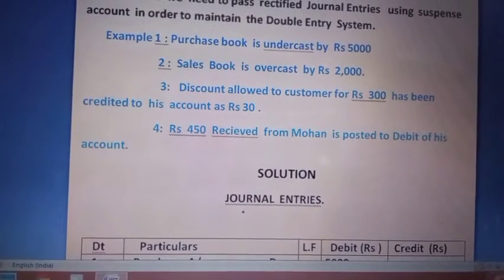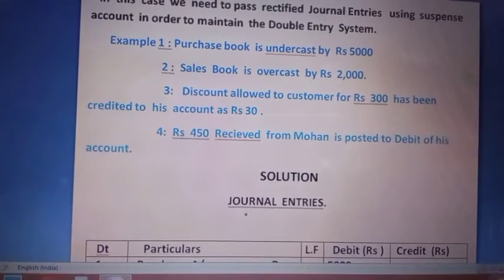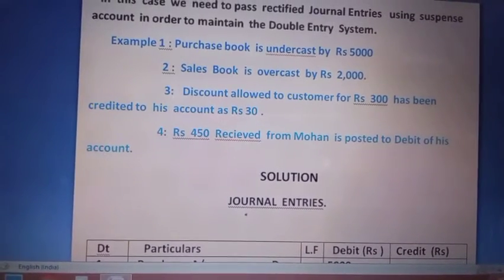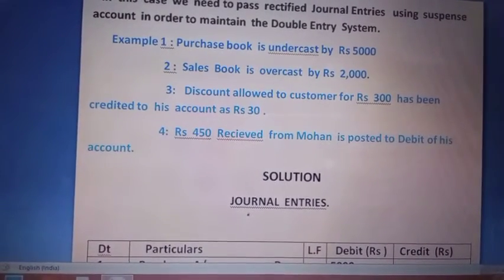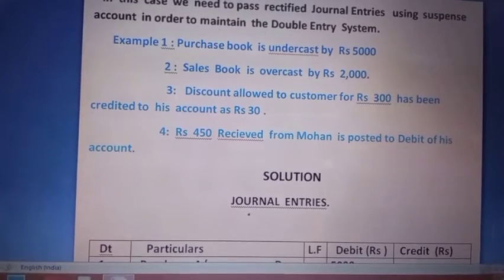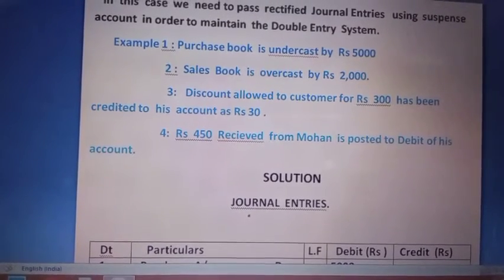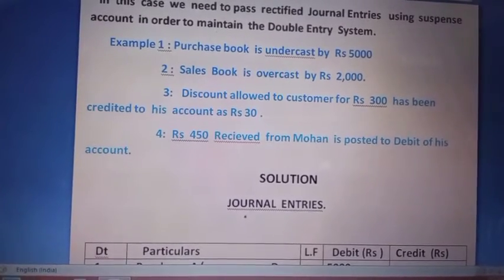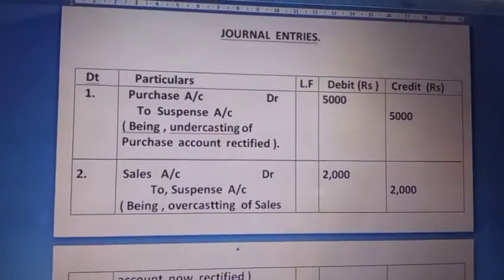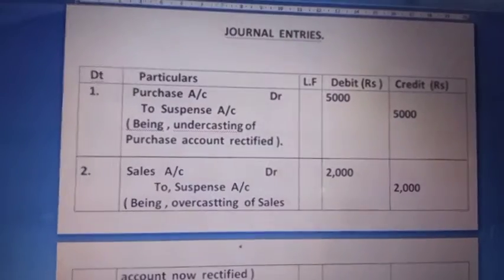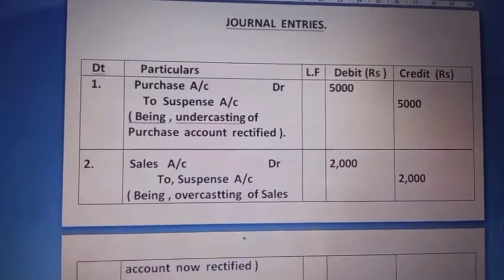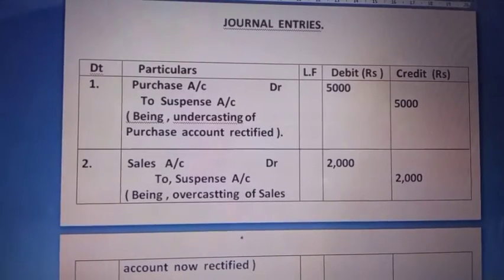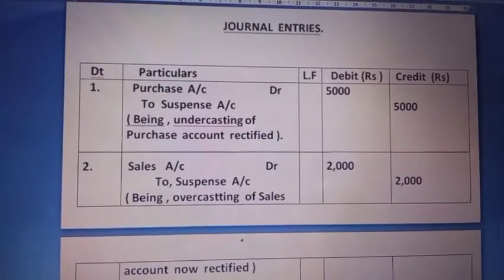So we have to rectify this, and since this is found out after preparation of trial balance, we have to rectify all these entries using suspense account through journal entries. So we will move on to journal entries right now. The first journal entry regarding the first transaction: since the purchase book was undercast, it was falling short by 5000 rupees, so we have to debit it, we have to increase it.